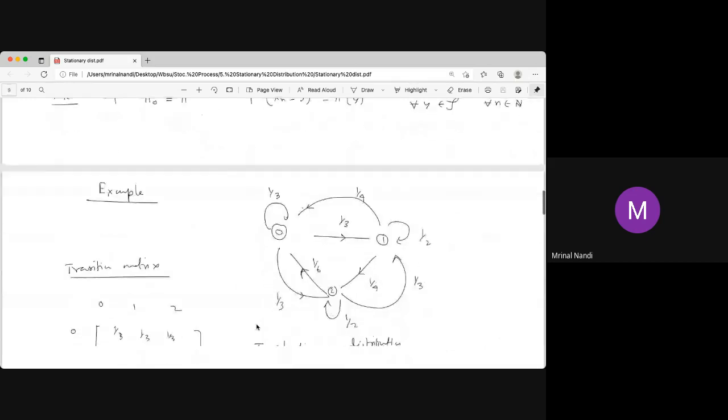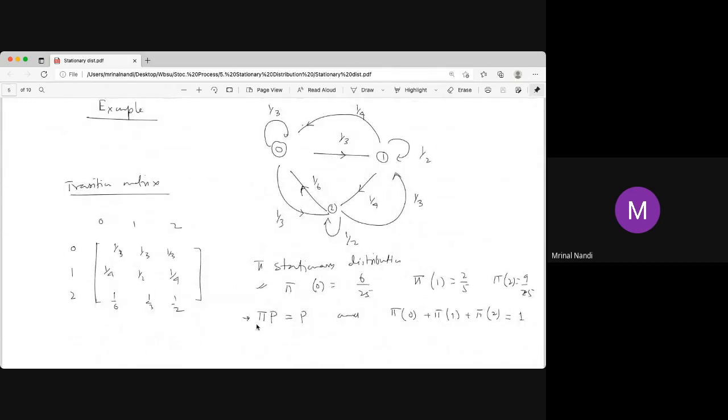Now we give an example of a stationary distribution. We have a state space with three elements 0, 1, 2, and we have this graph representation of the transition function. 0 to 0 is 1/3, 0 to 1 is 1/3, 0 to 2 is 1/3, and so forth. The transition matrix is 1/3, 1/3, 1/3; 1/4, 1/2, 1/4; 1/6, 1/3, 1/2. Now, how do you find the stationary distribution? This was a homework: pi 0 is 6/25, pi 1 is 2/5, and pi 2 is 9/25. If we start with this distribution, it stays there.